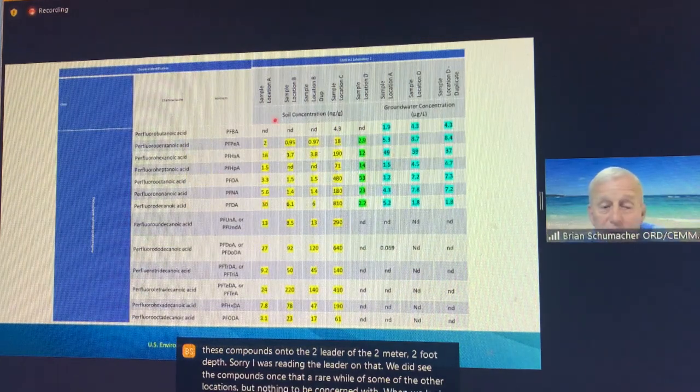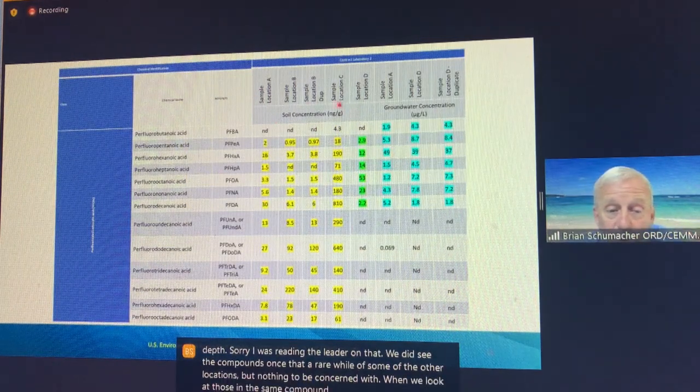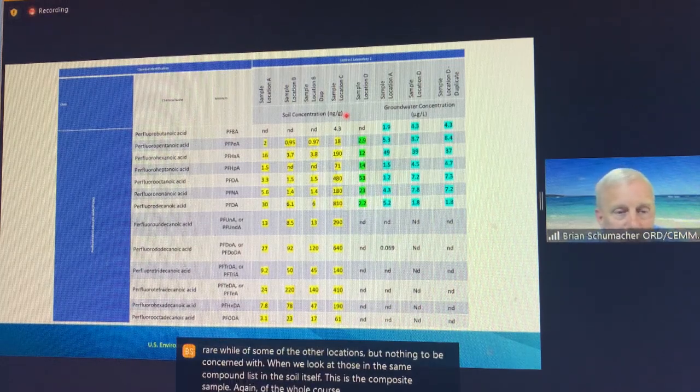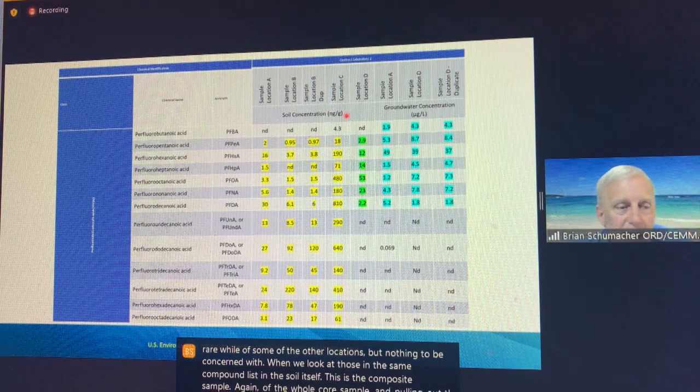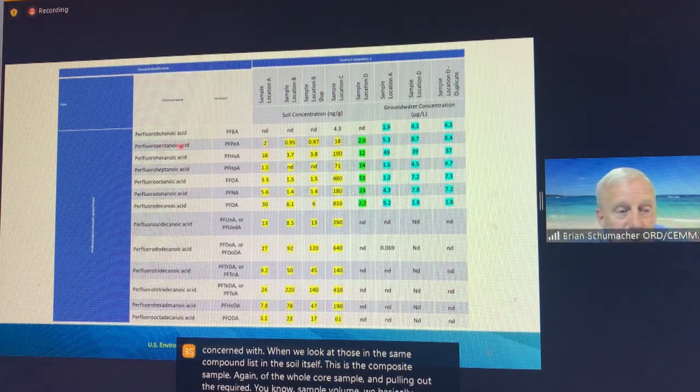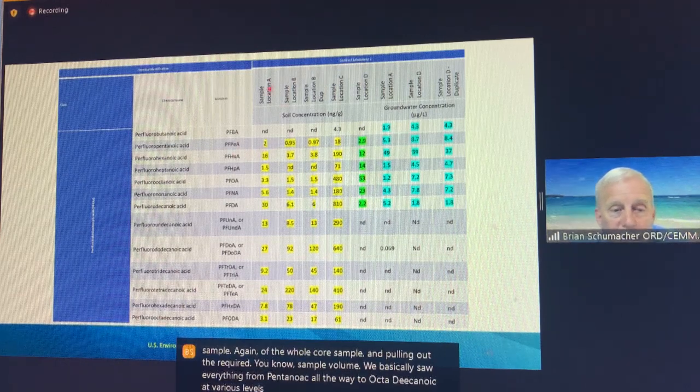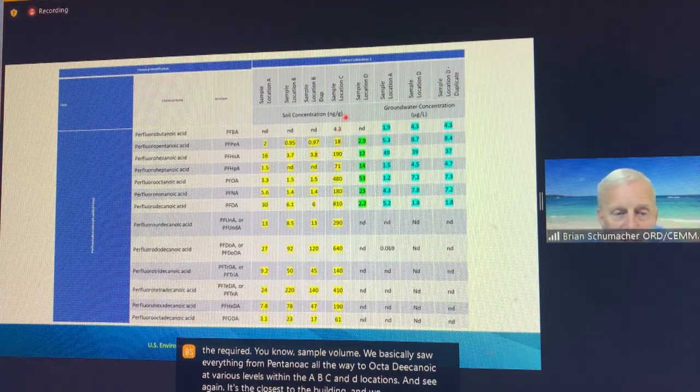When we look at those same compounds in the soil itself, this is the composite sample again of the whole core sample, pulling out the required sample volume. We basically saw everything from pentanoic all the way to octadecanoic at various levels within the A, B, C, and D locations. And C, again, is the closest to the building, and we did see the butanoic acid here.